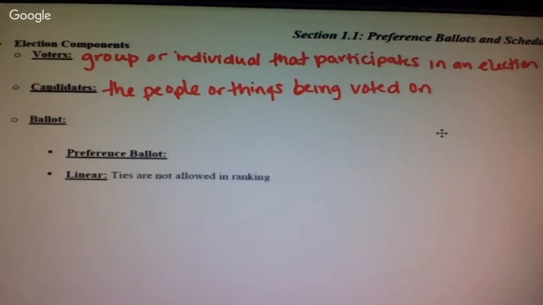And finally, you need a ballot. What's a ballot? Where you vote at. How you express your opinion. Nowadays, everything's electronic. You just go and touch. But they used to be old school paper ballots that you would actually have to fill out back in the day.